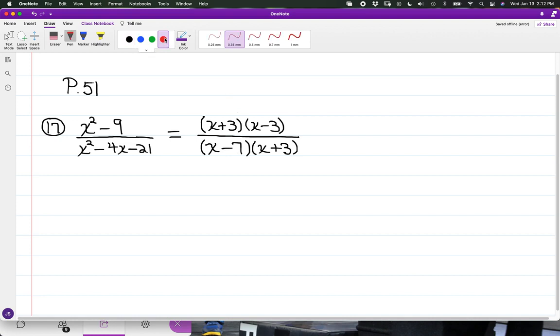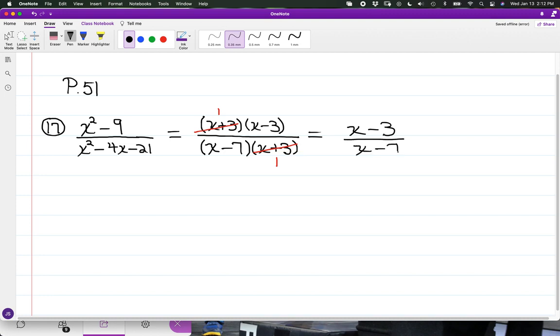And if you notice, between the numerator and denominator, we have a common factor of x plus 3, so we can have those cancel out. The simplified form of the original ratio comes out to x minus 3 all over x minus 7.